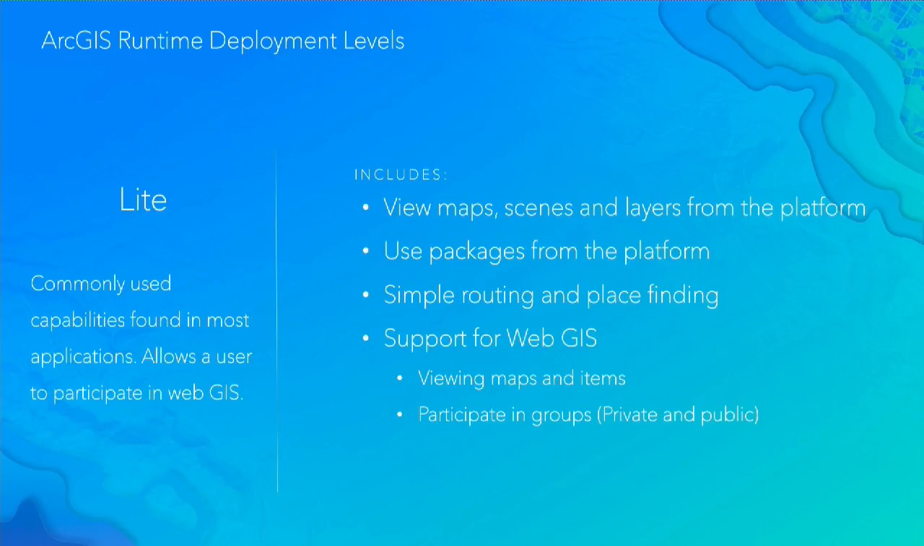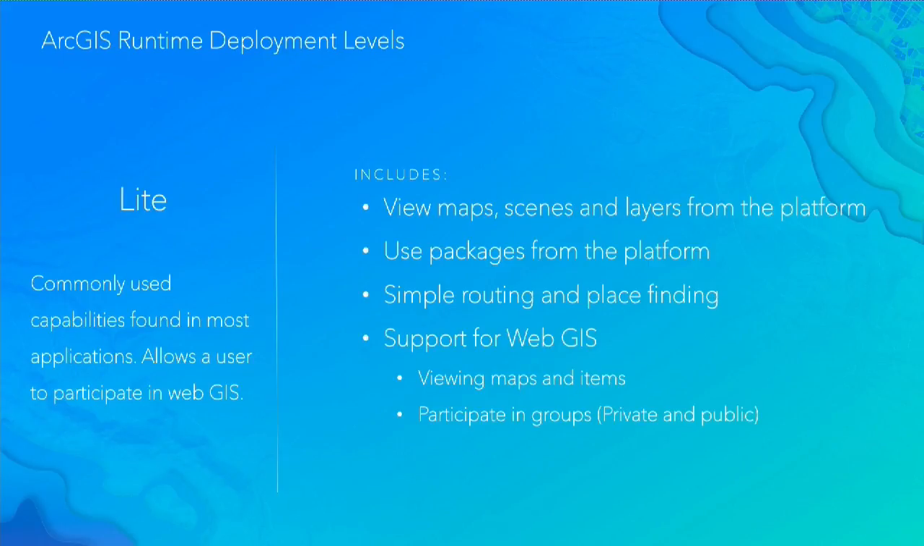But light includes, of course, the viewing of maps and scenes and layers. It includes the usage of packages. I say usage because packages aren't just about viewing. If you create a mobile map package in Pro, for example, yes, of course you get the data to view, but you can also author in the ability to route and find addresses, etc. Simple routing. So it doesn't matter if you're performing routing against our service, against a service you might host on premise, or if you're taking a routing network offline and you're doing it locally on the device. Routing is routing, and it's in light.